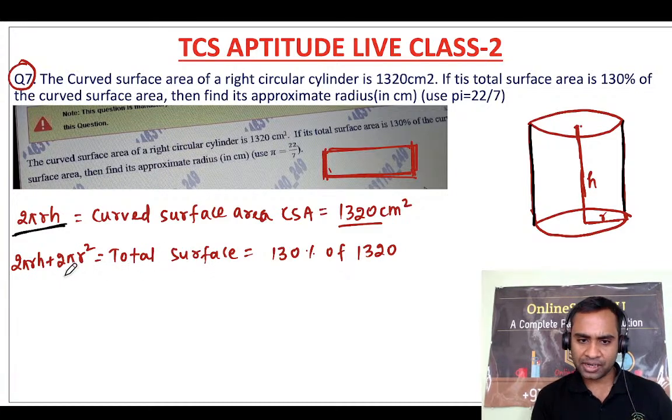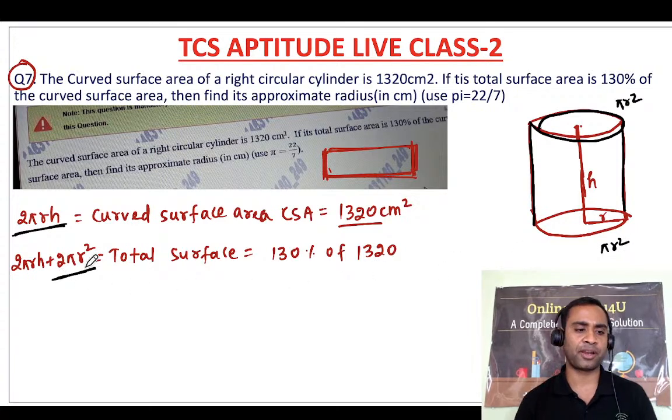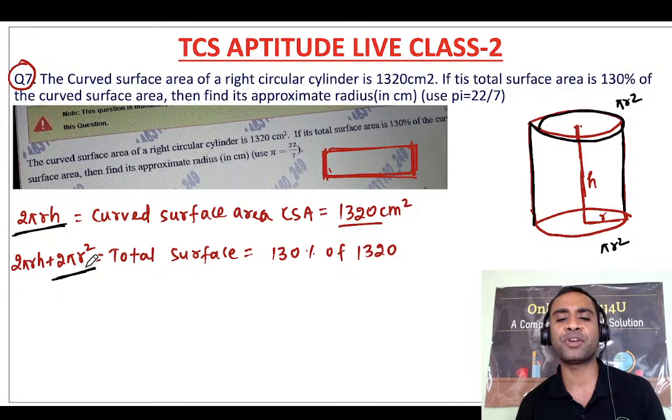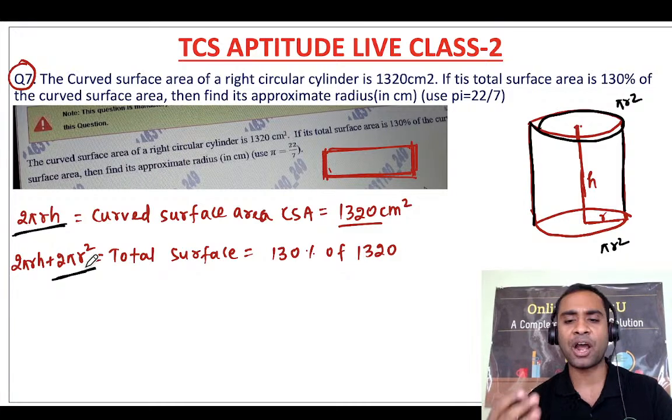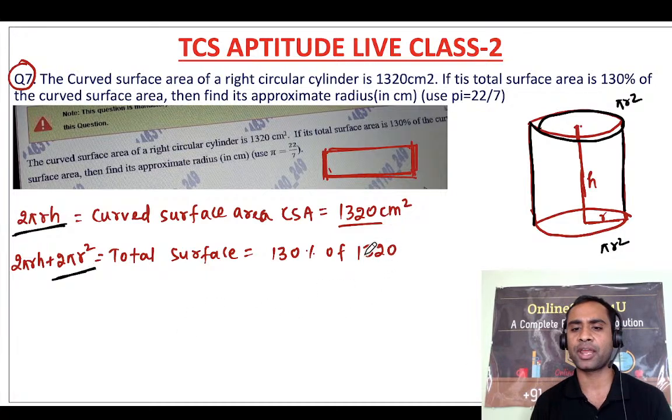And total surface area, this 2 pi R square, where will it come? This is one circle, circle area is pi R square, and this is one circle, pi R square. So that is nothing but 2 pi R square. So what I wanted to tell you, friends, even in mensuration, don't try to remember the formula. Even without using formula, you will be able to solve the question.